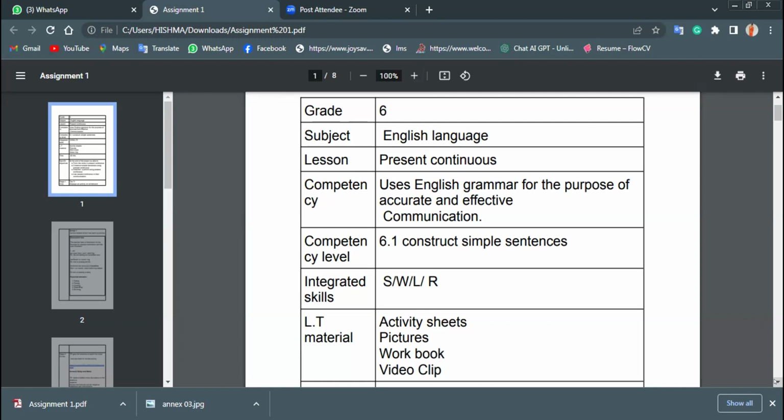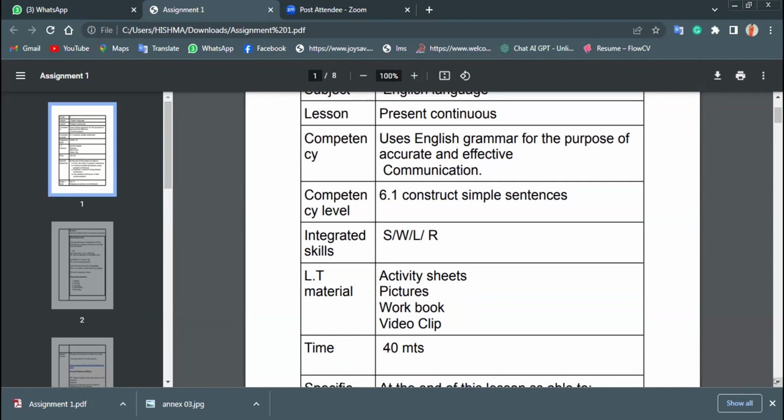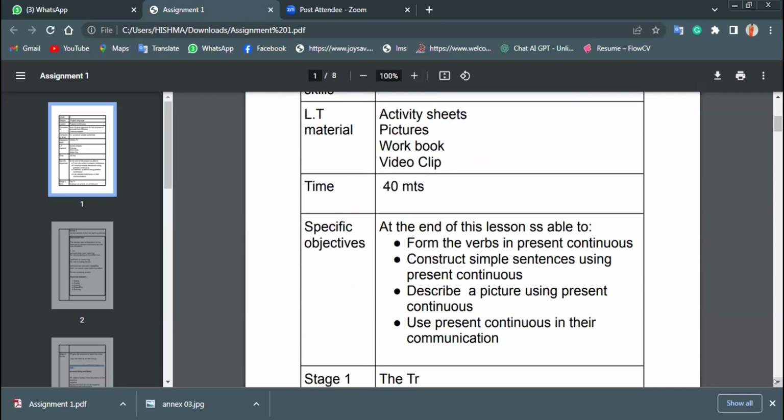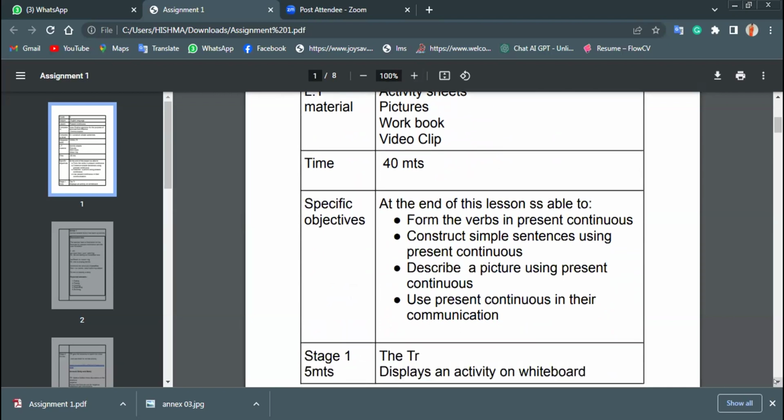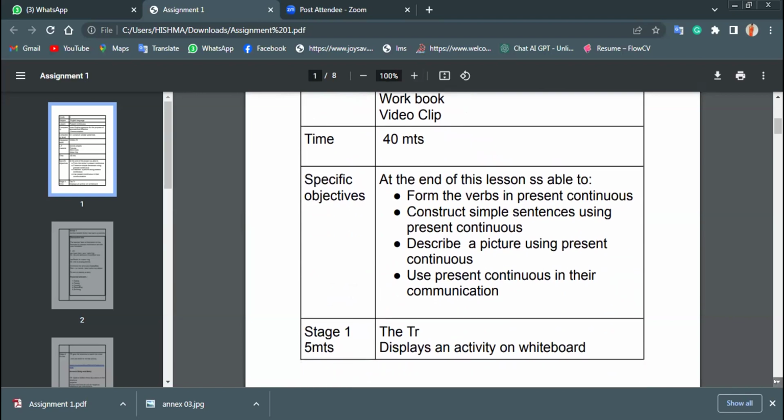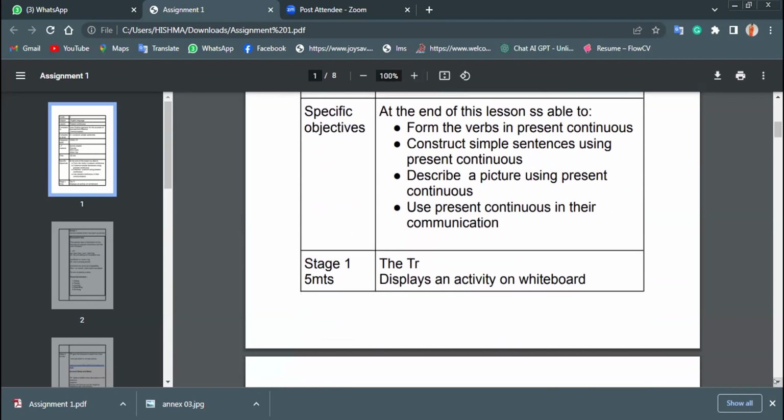I have used integrated skills: speaking, writing, listening and reading. The learning teaching materials are activity sheets, pictures, workbook, and video clip. Time is 40 minutes. The specific objectives are that at the end of the lesson, students are able to form the verbs in present continuous, construct simple sentences using present continuous, describe a picture using present continuous, and use present continuous in their communication.